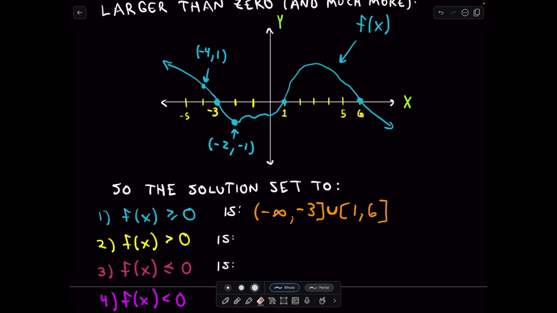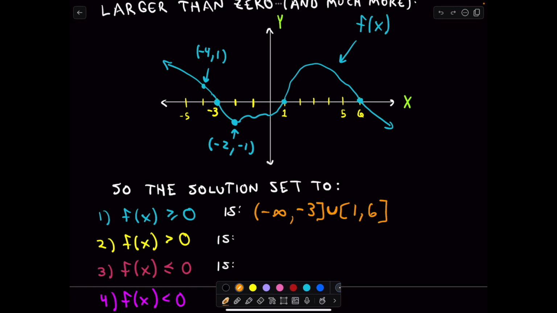Now, what would change if we go to the next one? Let's think about f of x greater than 0. Now we want to look at those values of x that are strictly above the x-axis. The only thing that would change in our solution set is that we can't include negative 3, we can't include 1, and we can't include 6, because that's where it equals 0. It has to be strictly bigger than that, so we'll simply leave those values out.